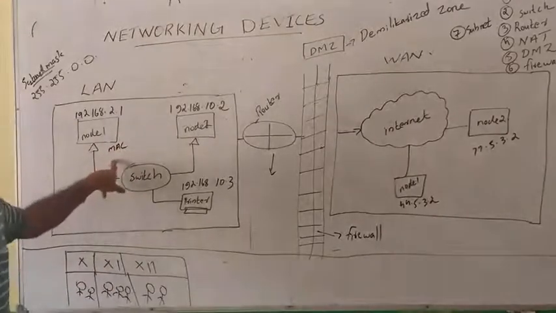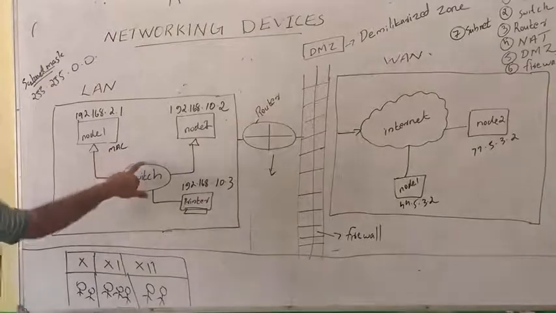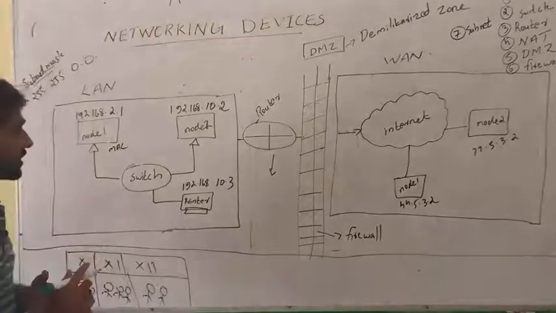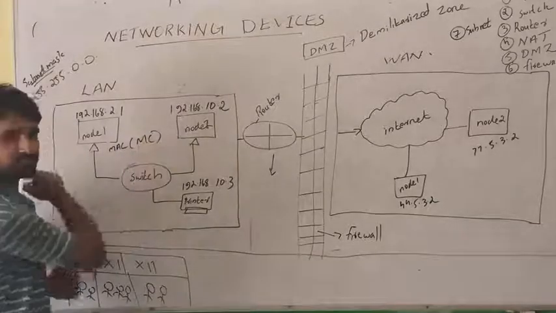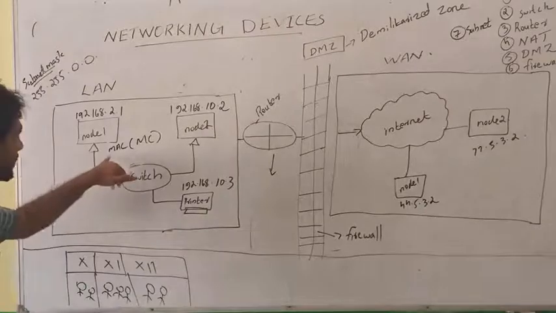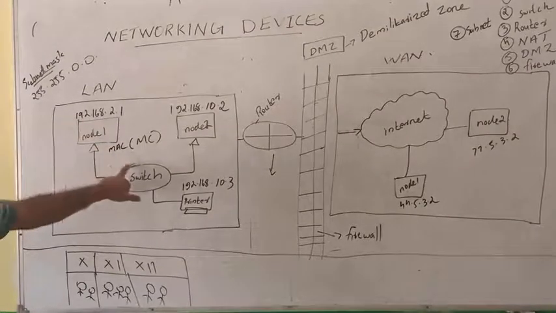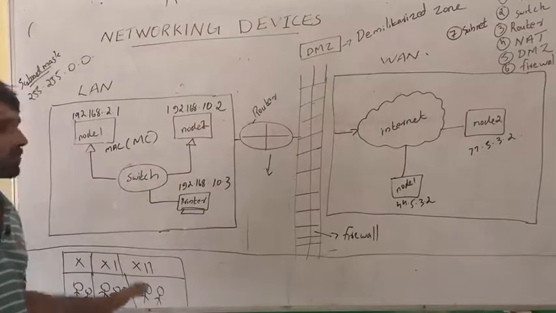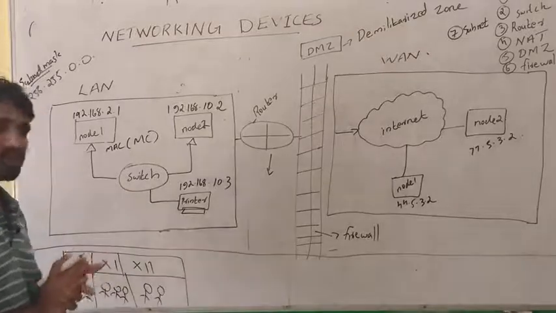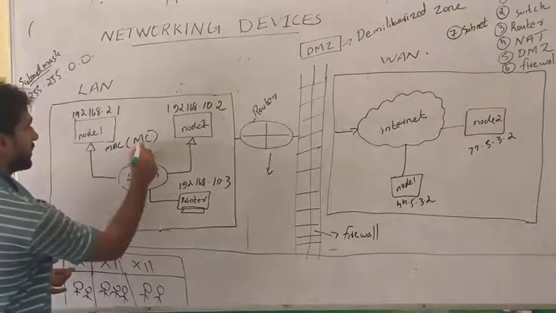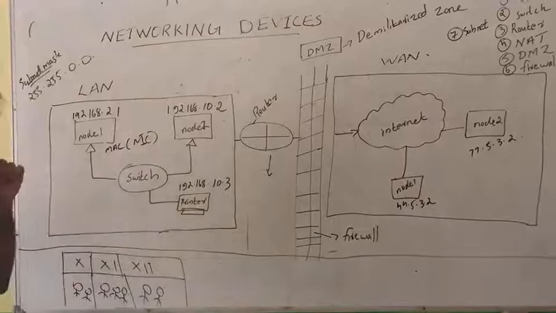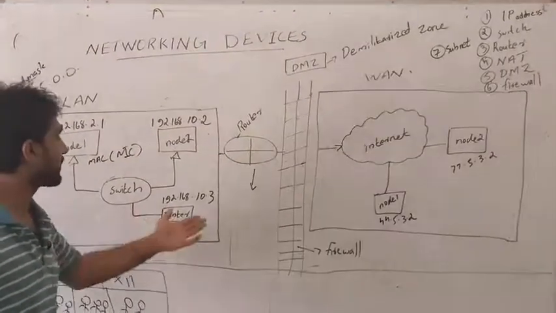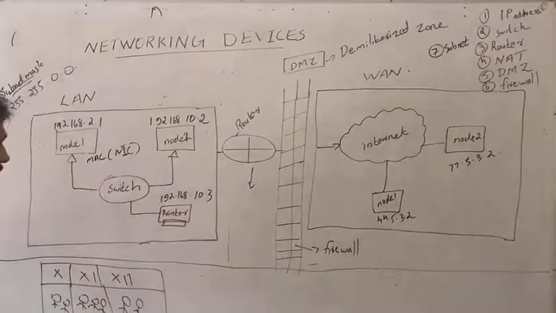Then what is meant by MAC address? We already studied it: medium access control. That is an address punched on the network interface card. We already discussed the difference between IP address and MAC address. IP address we can change, but MAC address cannot be changed. MAC address is punched on the network interface card, NIC. Like that, node 2 also contains one IP address, and this printer also contains one IP address as well as a MAC address.